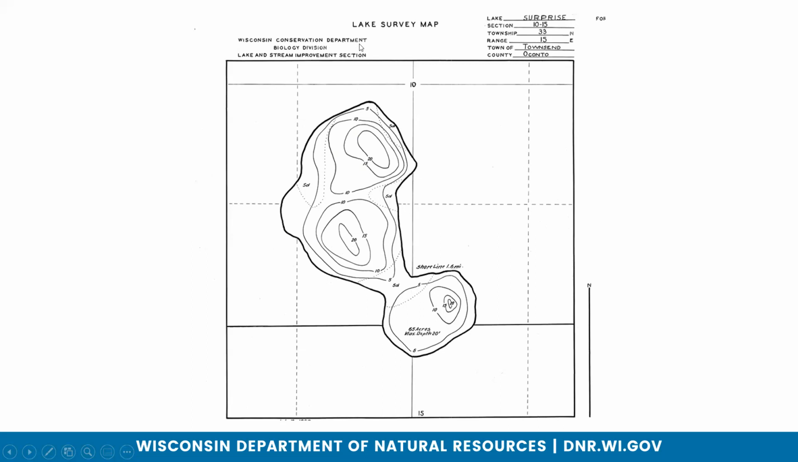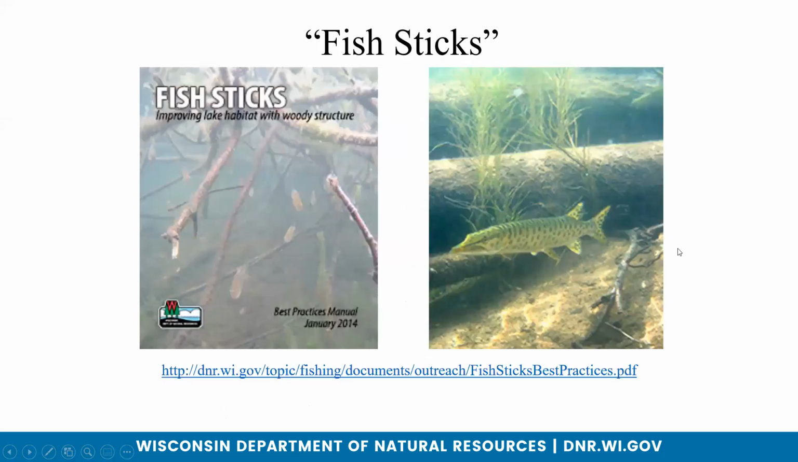I assume this map was probably generated in the 1950s. Maybe it was the Wisconsin Conservation Department back then. So quite a while ago. But I do like to use this as we start to look at what sort of habitat techniques we may want to implement in a lake like Surprise Lake. One thing that we do a lot of is what we call fish sticks, where we take full-size trees and place them on the ice generally.